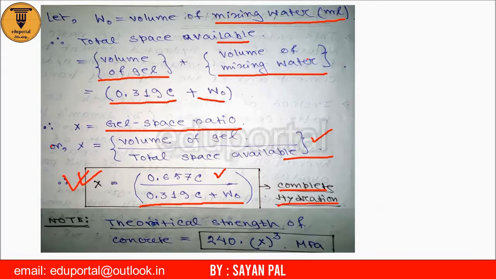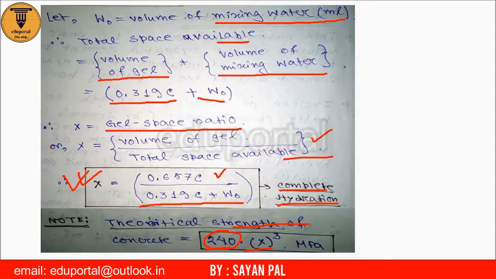Now the theoretical strength of concrete is 240 into X cube. Here this 240 is the intrinsic strength, and X is the gel space ratio. So the theoretical strength of concrete will be the intrinsic strength into the cube of the gel space ratio.